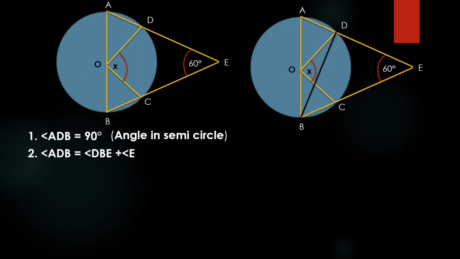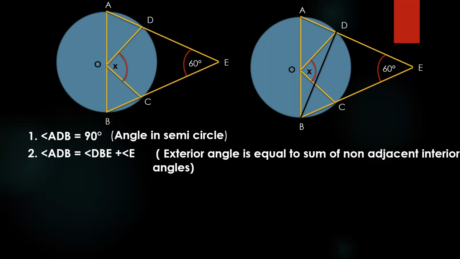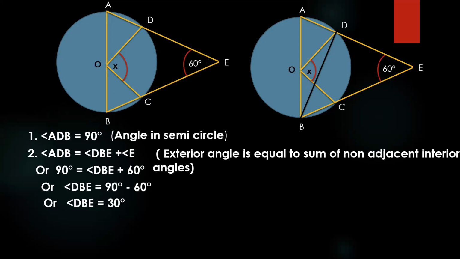We can use this relation. Angle ADB is equal to angle DBE plus angle E. Why? We know that an exterior angle is equal to the sum of the non-adjacent interior angles. Look closely: in triangle DBE, we are taking angle ADB as the exterior angle, right? Now here, what is the value of ADB? That is 90 degrees, and we don't know the value of DBE, and the angle E is 60 degrees. With this we can find angle DBE is equal to 90 degrees minus 60 degrees, so angle DBE is equal to 30 degrees.